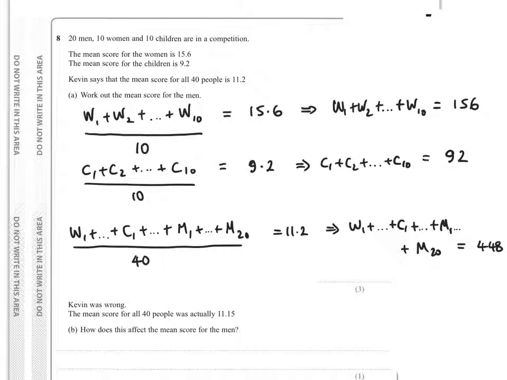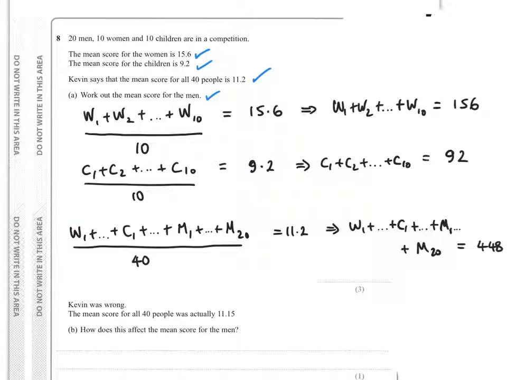Question 8. 20 men, 10 women and 10 children are in a competition. It gives the mean score for the women, the mean score for the children, the mean score for everybody, and it asks you to work out the mean score for men. So what I've done here is I've put all the women from 1 to 10, and instead of writing them all out, I did 3 dots there to show the missing ones. So all of those 10 women divided by 10 gives 15.6. So the numerator here in this fraction is just going to be 156, because I've just got to times both sides by 10 in this equation. The same for the children, times by 10 again, gives me 92.